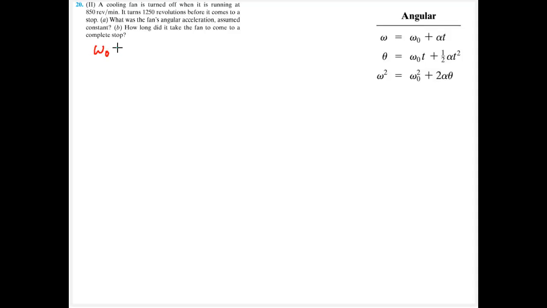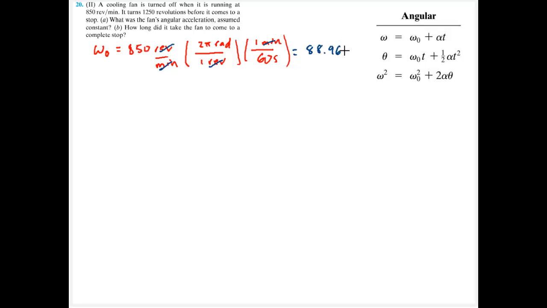Here I'm going to have a fan that's going to initially have some angular velocity of 850 revolutions per minute, and rather than futz with the fancy units that I did last time, I'll just convert everything over to radians, which you should do anyway because it's easier. First I convert the revolutions to radians, and then I'm going to convert minutes to seconds, so 60 seconds in 1 minute. We can see that revolutions are going to cancel out. We can see that minutes are going to cancel out, and I'm going to be left with an angular velocity initially of 88.96, and this is going to be radians per second.